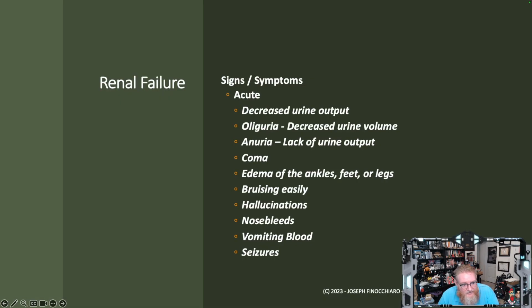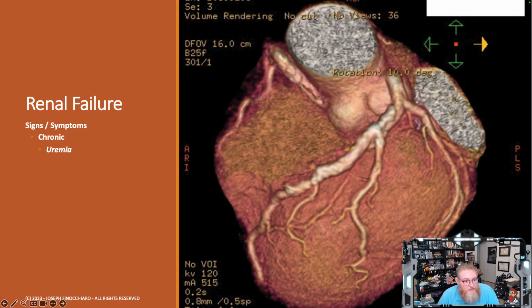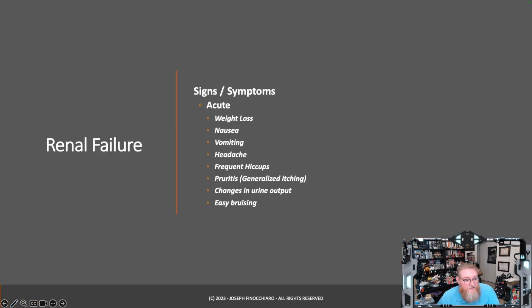Signs and symptoms of acute renal failure include decreased urine output, oliguria, which is decreased urine volume, anuria, which is a complete lack of urine output, coma, edema of the ankles, feet, or legs, bruising easily, hallucinations, nosebleeds, vomiting blood, and seizures. Chronic signs of renal failure is uremia.